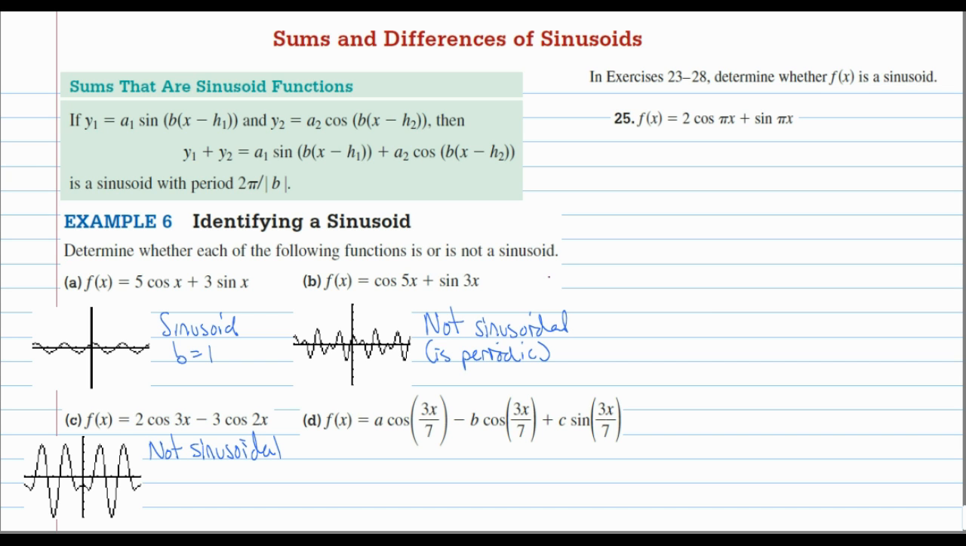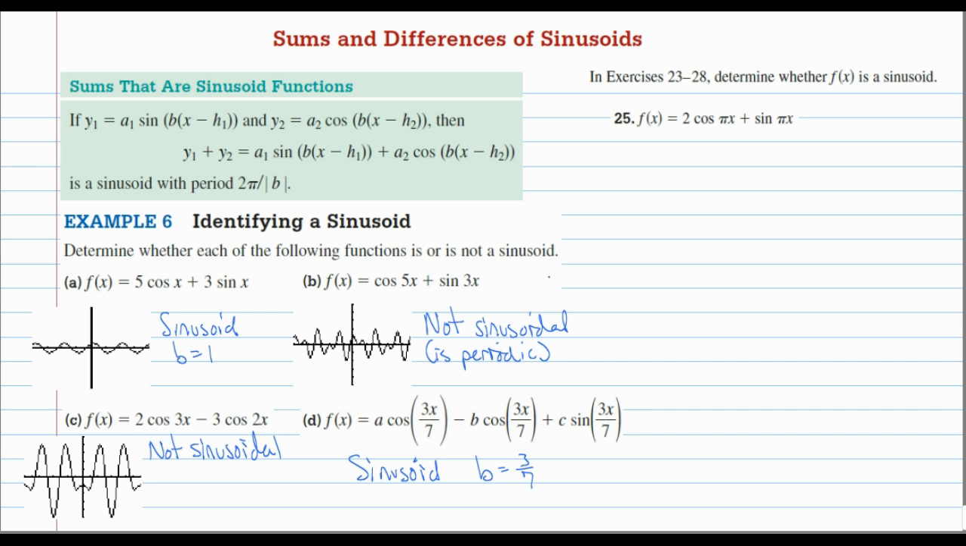Now, part D, I can't graph because it doesn't tell me what the vertical stretch or shrink is of each of these parts. But I do know the B value for every single piece of this function is 3/7. So this will be a sinusoid. It will look vaguely like a sine function. I might have to adjust the window on my calculator once we figure out what A, B, and C are, but it will look like a sine function.